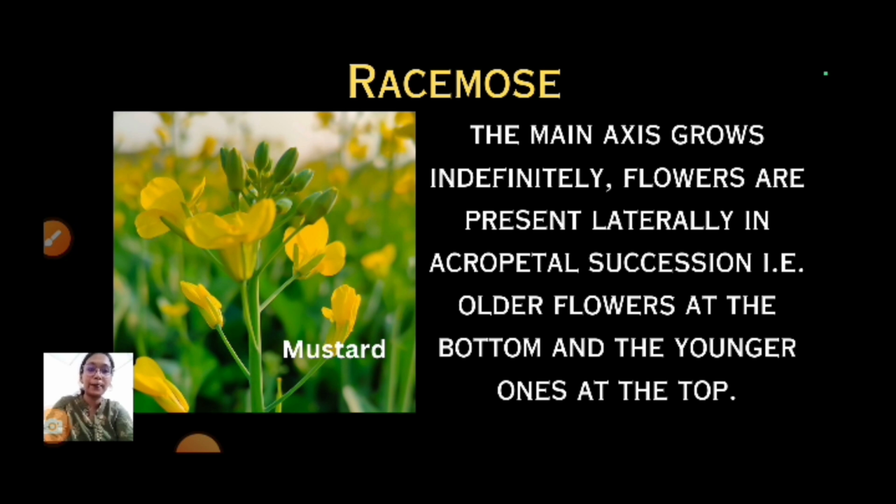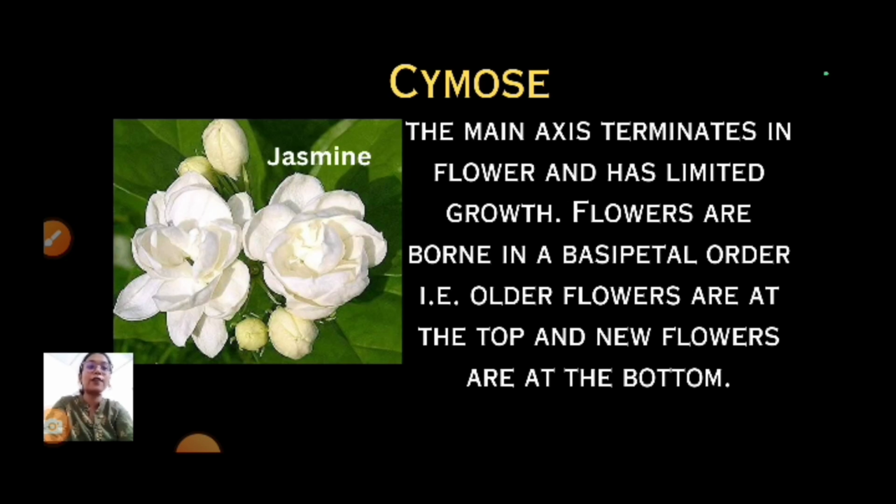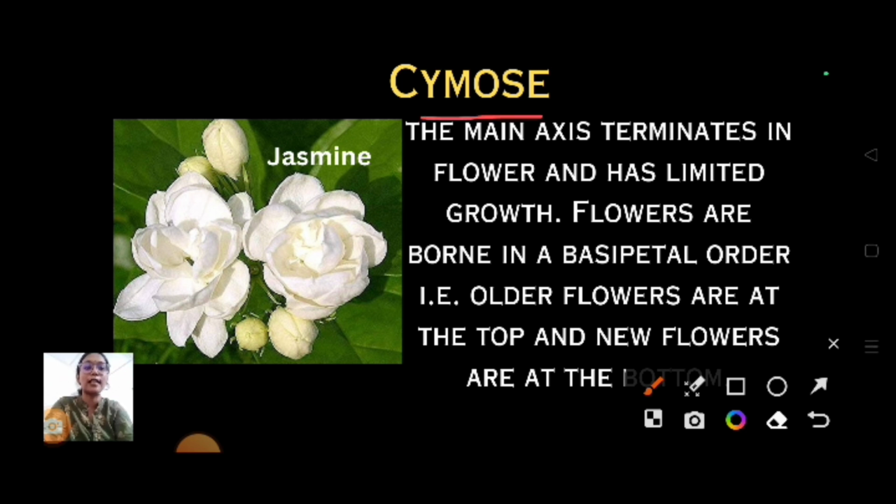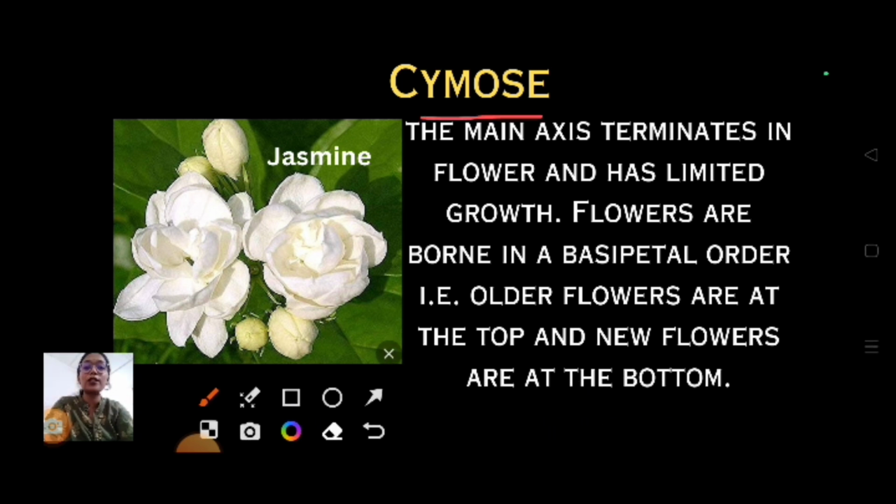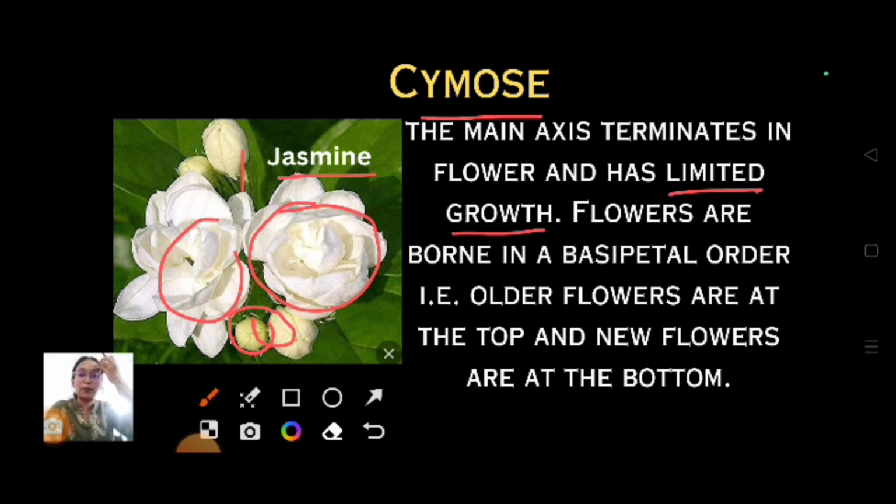Is it clear? Then moving on to the next type of inflorescence, that is cymose inflorescence. You can see cymose inflorescence in the case of jasmine. You can see the older flower is at the top and the younger flower is at the bottom. The bud is at the bottom. The opposite one. In cymose inflorescence, the main axis terminates in a flower and has limited growth. In racemose inflorescence, it grows indefinitely, no? But this has limited growth. Can you find the difference?